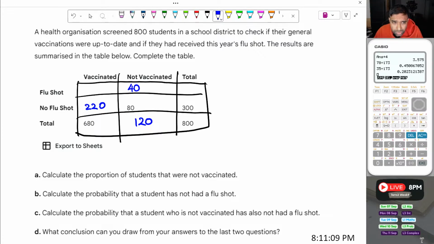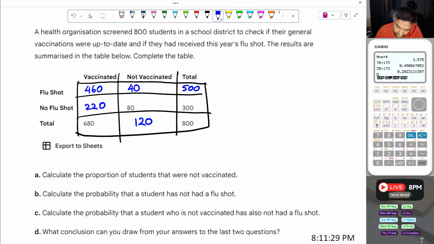We also have the totals for flu shot and no flu shot, because we've got 800 and 300. So we can go 800 minus 300. That's going to give us 500. And then finally 500 minus 40, and that's going to give me 460 for the flu shot and vaccinated.